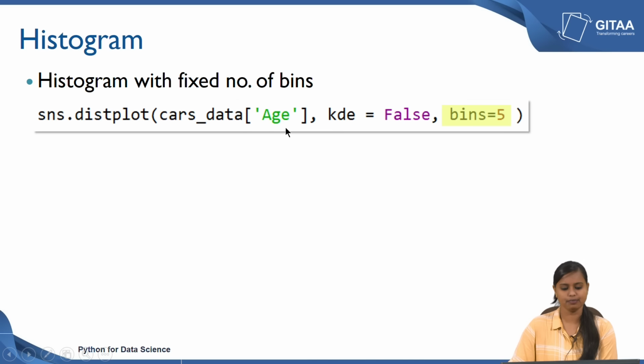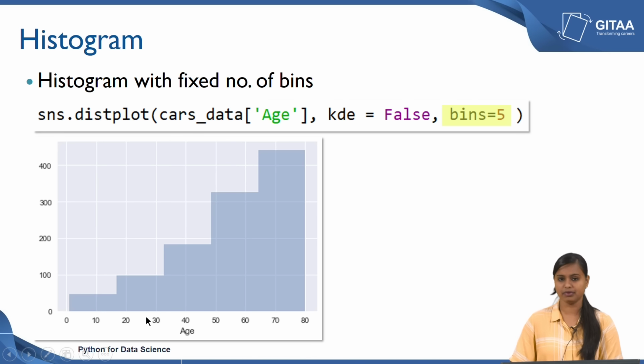So, here we are going to plot the histogram with a fixed number of bins. Retain the same code as in the previous slide. You can just add bins equal to 5, so that you will have only 5 bins in your histogram. Bins are nothing but the ranges or the intervals.